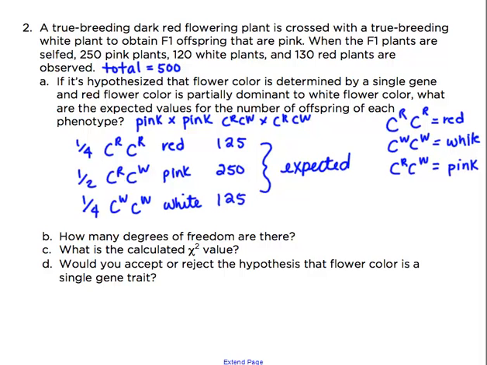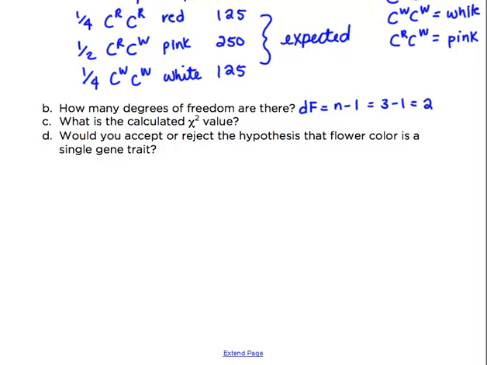Okay, so for B, it says how many degrees of freedom are there? Well, we have 3 phenotypic classes. Remember that degrees of freedom is the number of classes minus 1. So 3 minus 1 equals 2. And what is the calculated chi-square value? Okay, so remember that chi-square is equal to the summation of observed minus expected squared over expected.